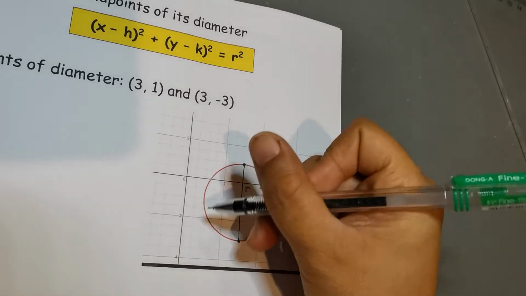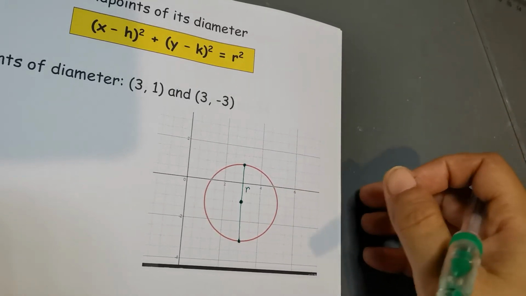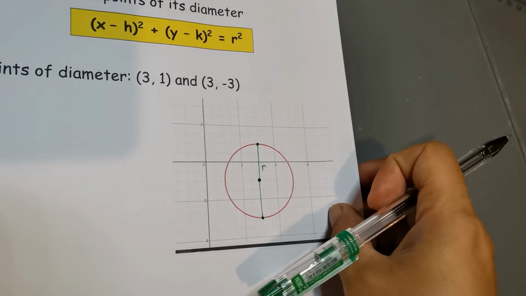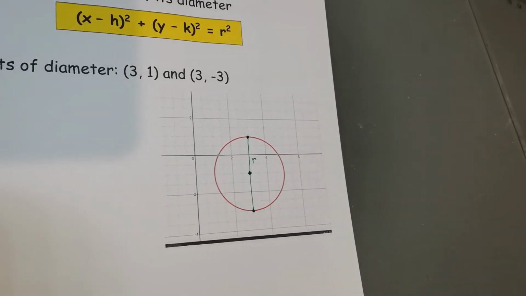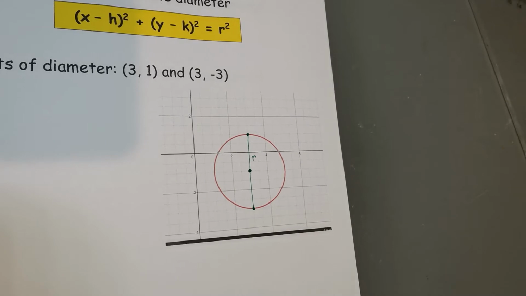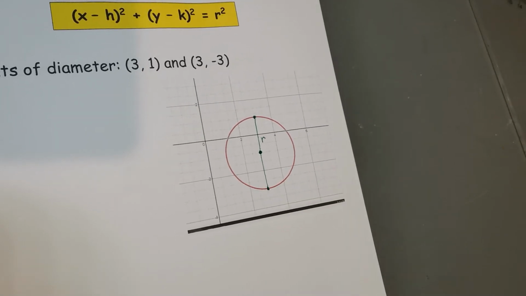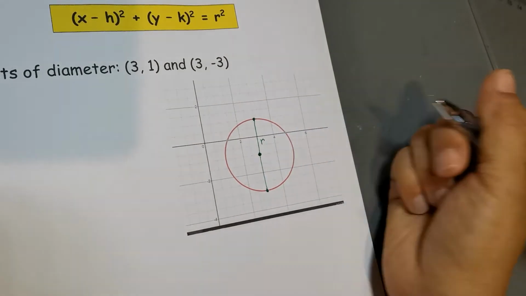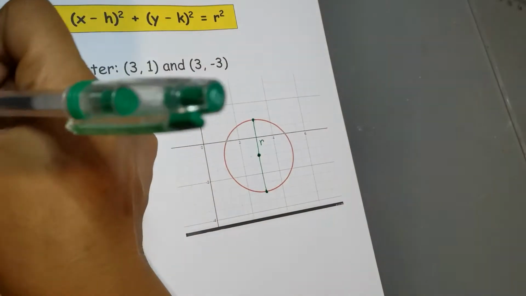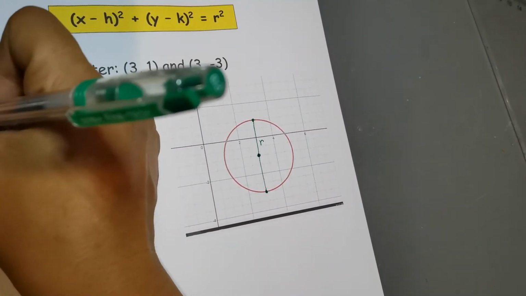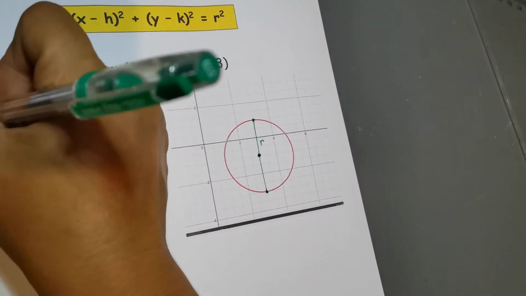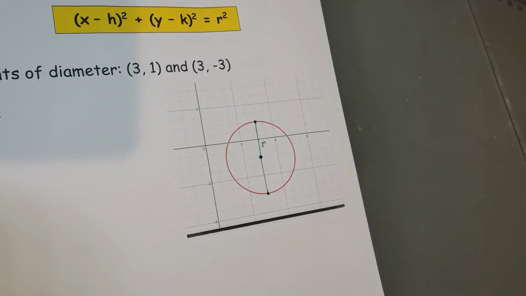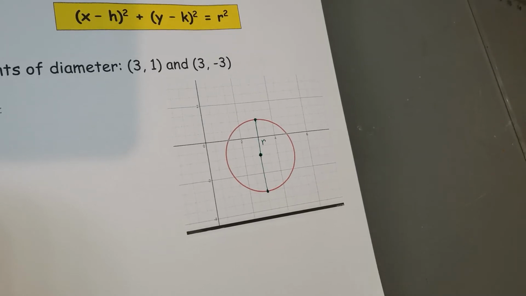Paano kapag hindi mo na siya i-draw? Okay? O, kapag tinamad ka lang mag-draw, katulad kapag bibigyan ko kayo ng ganitong example or ganitong quiz, hindi ko na kayo pag-drawingin. Ano na lang gagawin natin? Okay, ang gagawin natin ay kukunin natin yung midpoint. Tulad ng sabi ko kanina, yung midpoint, yun na yung center natin. So, can you still remember how to get the midpoint of a segment?